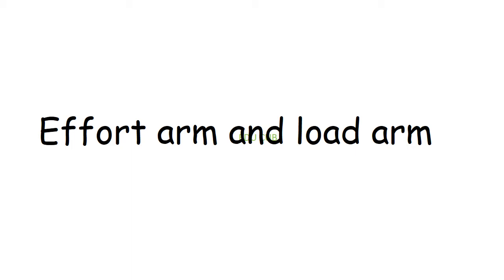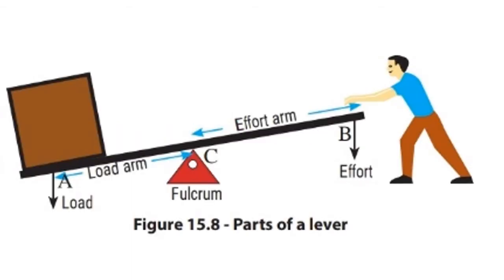Let's see what the effort arm and load arm are. You can see the parts of a lever in this diagram. The part of the lever from effort to fulcrum, CB, is known as the effort arm. The part of the lever from the load to the fulcrum, CA, is known as the load arm.